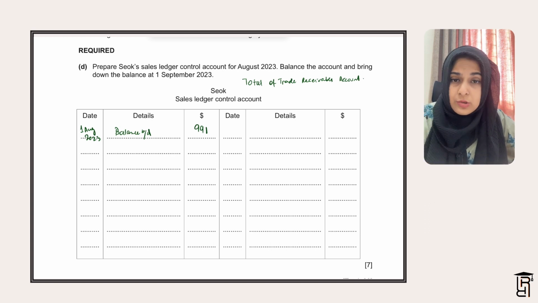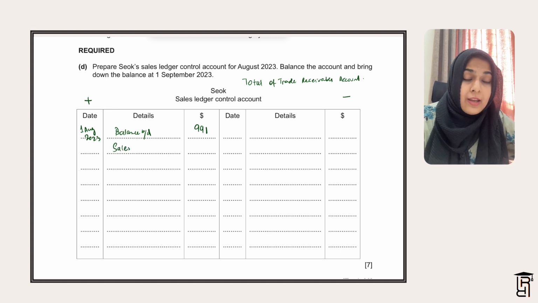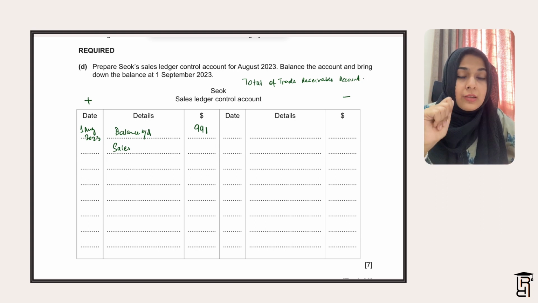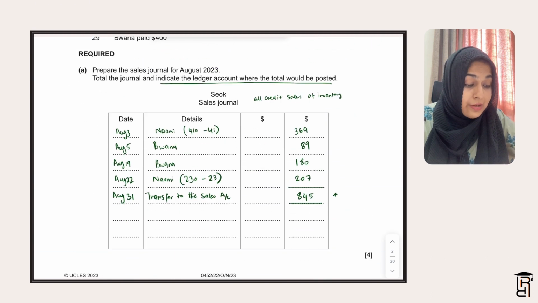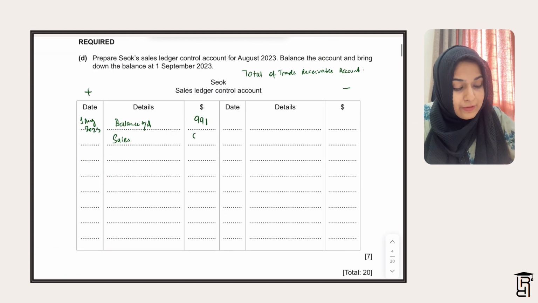Then basically this is a total account, so you need to post all the totals of everything in this account. This account also increases on the debit side and decreases on the credit side, because it's trade receivables, and trade receivables is an asset. So here when you record sales on the debit side, this is the total sales that you have made in one whole month in August. This will basically be credit sales. One more thing, the source of information for the sales ledger control account is always the books of prime entry. So we had already made the sales journal here, and the total here was 845. So you need to record 845 as sales here. This is the total credit sales that we made in the month of August.